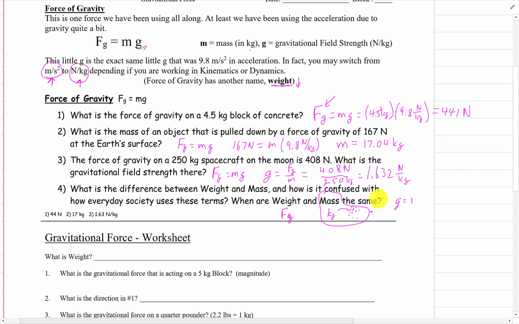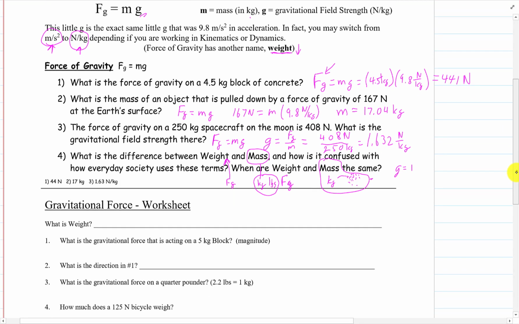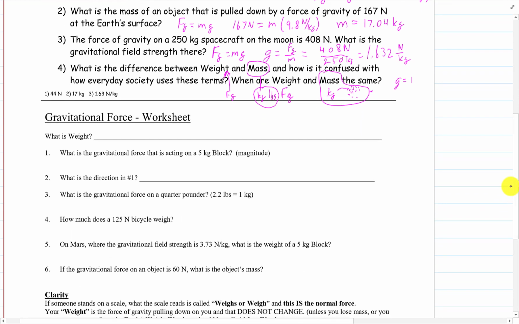Now how do we get these mixed up? How much does something weigh? We're asking about what is the force of gravity acting upon it, yet we always answer in mass. We answer like, it's so many kilograms or so many pounds. Kilograms and pounds are mass. So when we ask how much does it weigh, we're actually asking what is the object's mass? So this is where society messes it up. Because when someone says, how much do you weigh, are you asking for it in newtons? Okay, 800 newtons. Whatever.